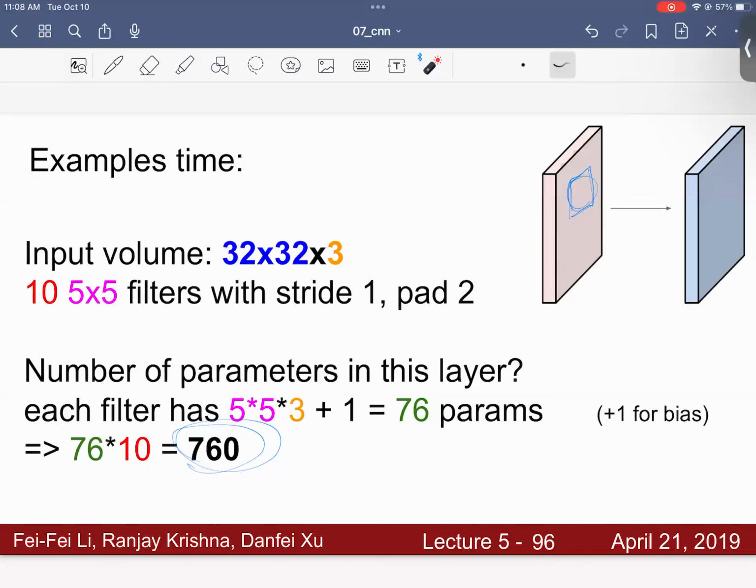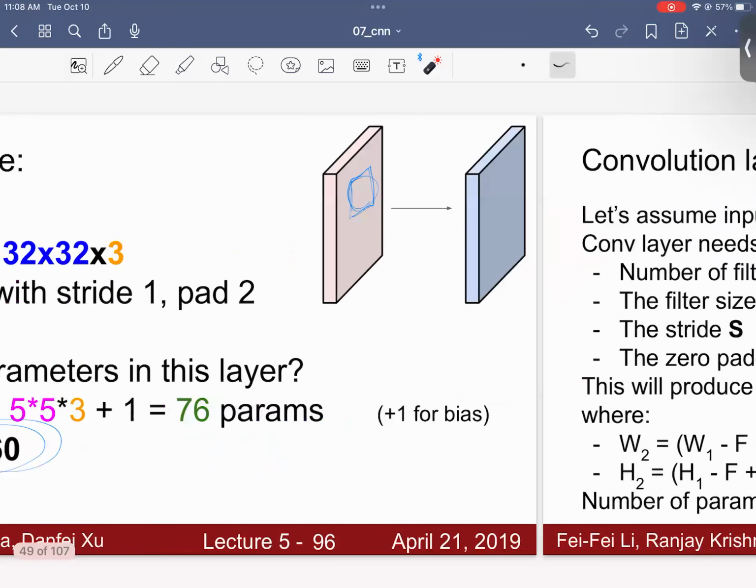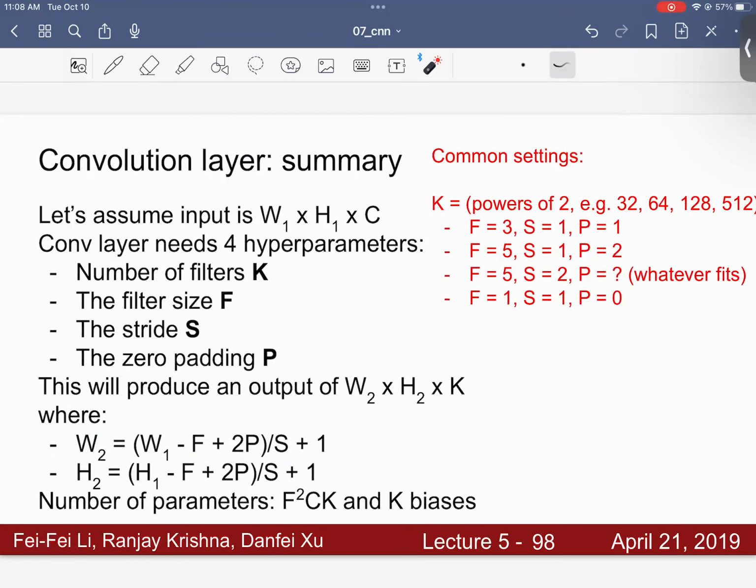Okay, hopefully this makes sense. So, the summary. For convolutional neural networks, there are a lot of parameters: the number of filters, how many filters you want to use, the size of the filter, the stride, how many pixels you want to skip when you're convolving, and the size of the zero pad. So yeah, K, F, S, P, or 4 parameters.